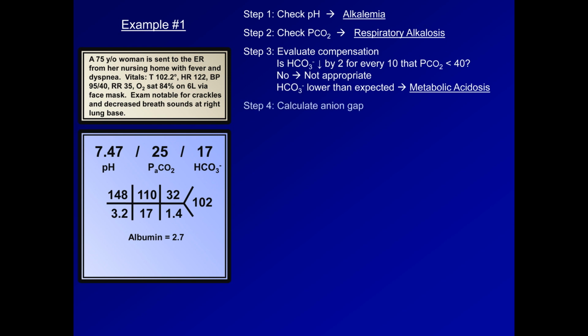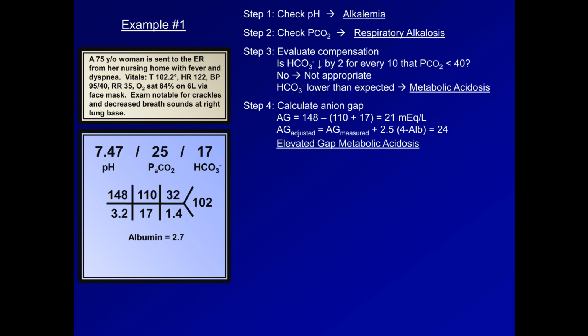Step 4. Calculate the anion gap. This is sodium minus the sum of chloride and bicarb, which here is 21. The anion gap adjusted for her modestly low albumin is 24. Thus, she has an elevated gap metabolic acidosis.